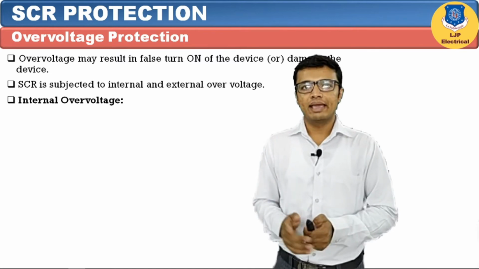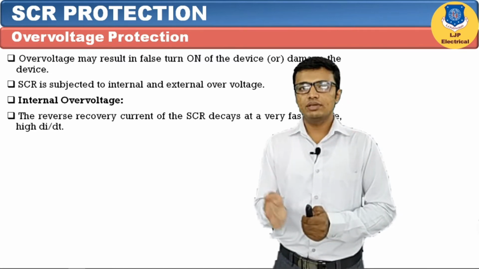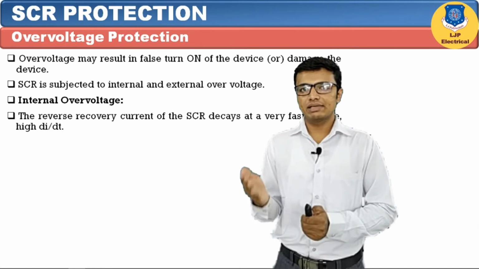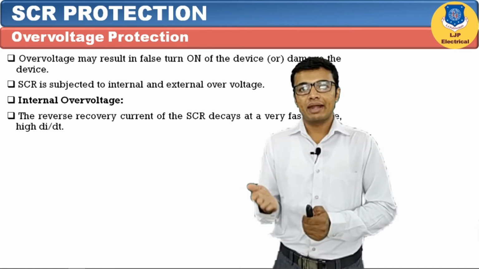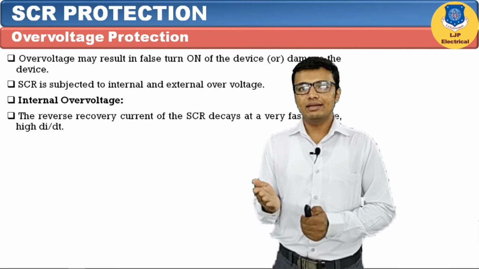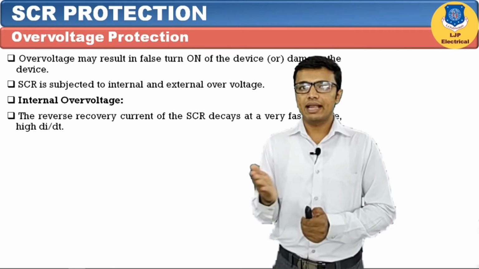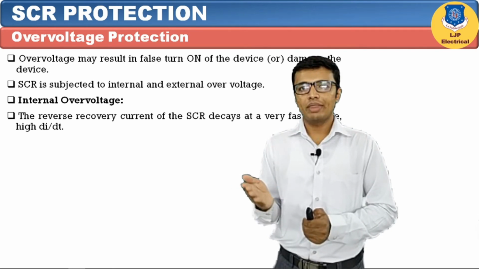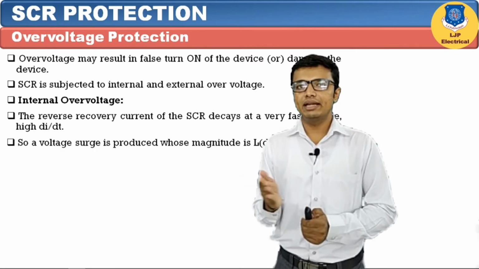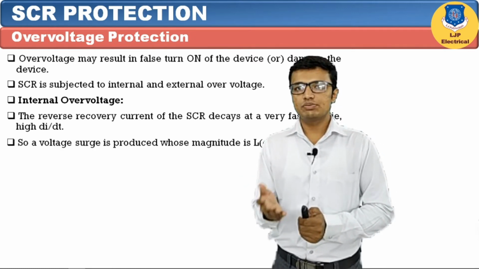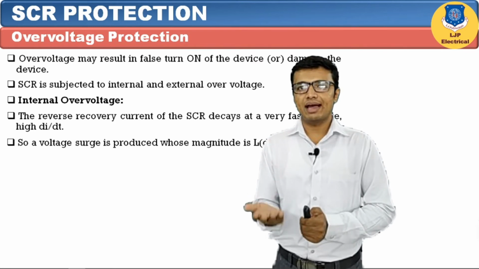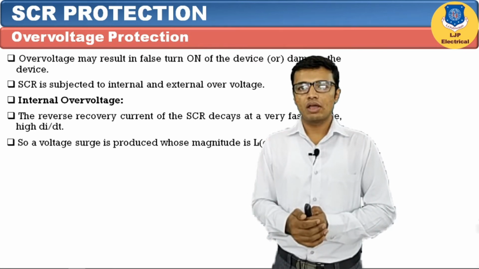The first one is internal overvoltage. Suppose we have used one inductor in the circuit, then the reverse recovery current of the SCR decays at a very fast rate, then it is a high di/dt, or if it decays at a very low rate, then it is a low di/dt. So due to this di/dt, an overvoltage surge is produced with a very large magnitude, and it is due to the inductor of the circuit.